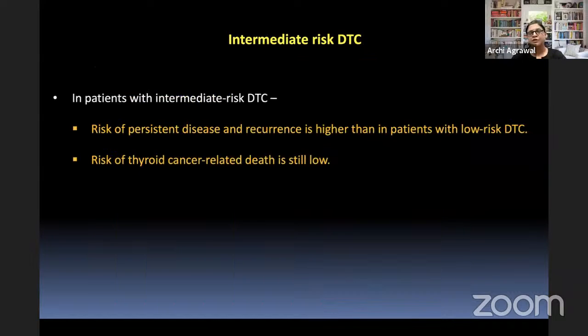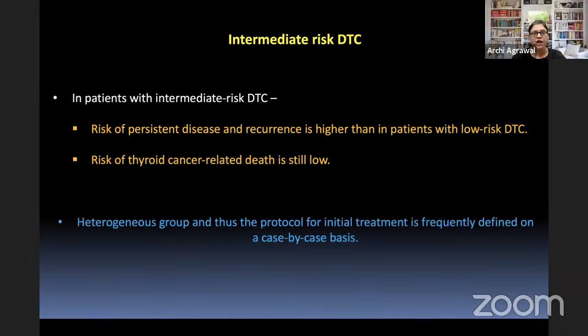So in patients with intermediate risk, the risk of persistent disease and recurrence is higher than in patients with low-risk DTCs. And the risk of thyroid cancer related death is still low in the intermediate risk category. So it is a heterogeneous group, and thus the protocol for initial treatment is frequently defined on a case-to-case basis.